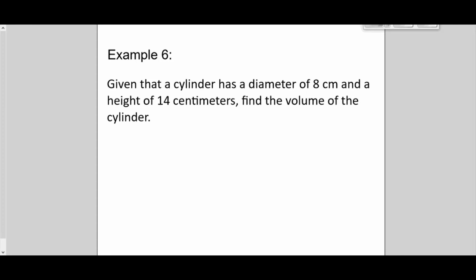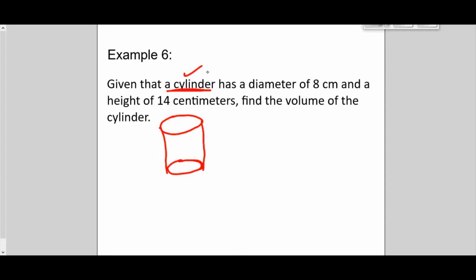Last example that I have for you is example 6. Given that a cylinder has a diameter of 8 centimeters and a height of 14 centimeters, find the volume of the cylinder. Let's just go straight in order to the information that we're given. They tell us that we have a cylinder. The very first thing you should do when they tell you what shape you have is sketch that shape. A cylinder, remember, is the shape that has a base of a circle. So circle, circle, and then connect them with your height.